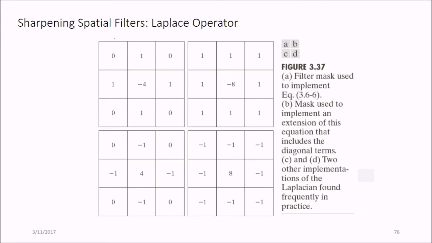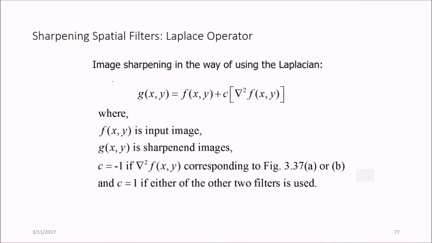Now this is the sharpening spatial filter, which is the Laplacian operator. As you can see here, this is the filter mask used. This is just a simple filter mask. If you add these values, they will sum up to 0. This is the mask used to implement an extension of the equation which we have just seen, that includes the diagonal terms also. And these two are the implementations of the Laplacian found frequently in practice. These two are frequently used. These are Laplacian operators, which are the sharpening spatial filters.